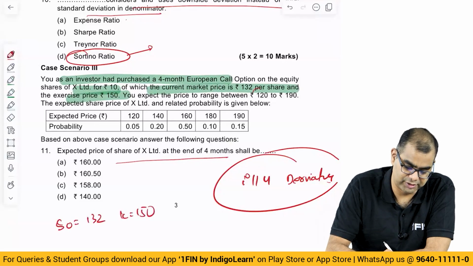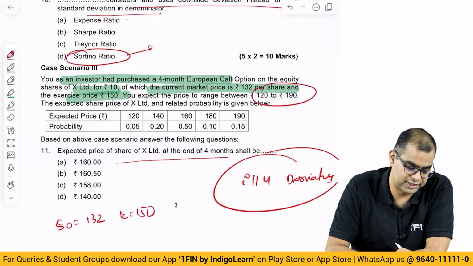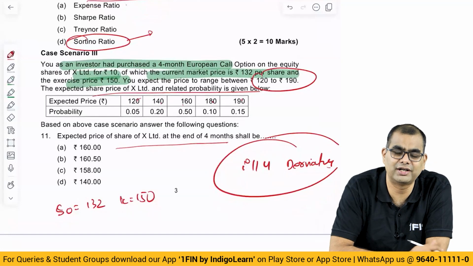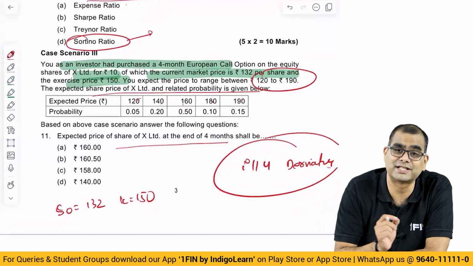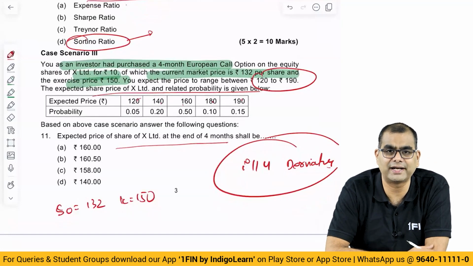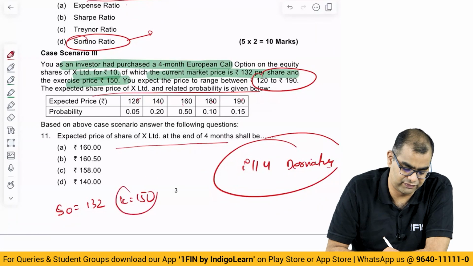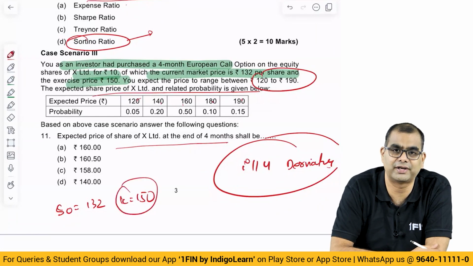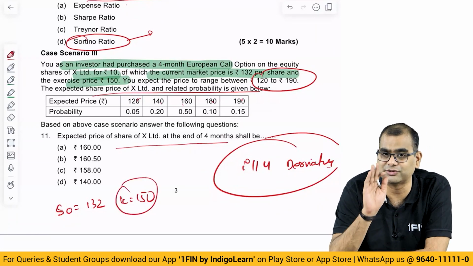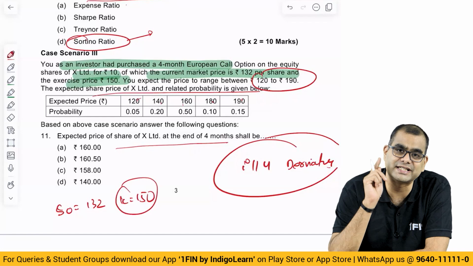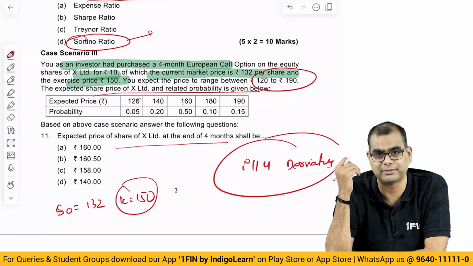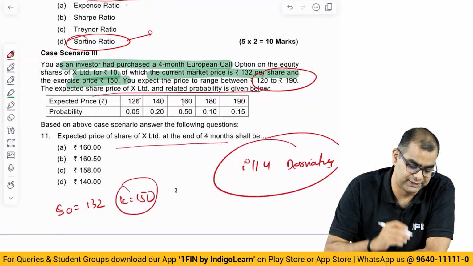You expect the price to be between 120 and 190. The expected share price and related probability, 120, 140, 160, 180, 190 different probabilities. If you multiply these two and get a value, what is that? That is the expected share price. Can you subtract strike price 150 from the expected share price and arrive at an expected value of option? No, that is what you should not do. For option at each level, you should find out the payoff and that you multiply with the probability.